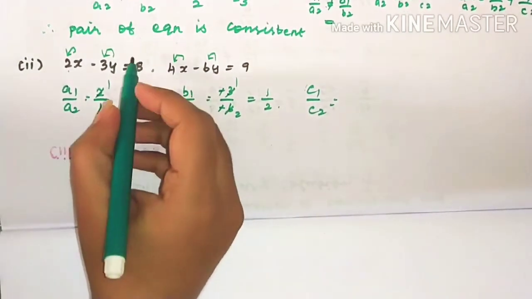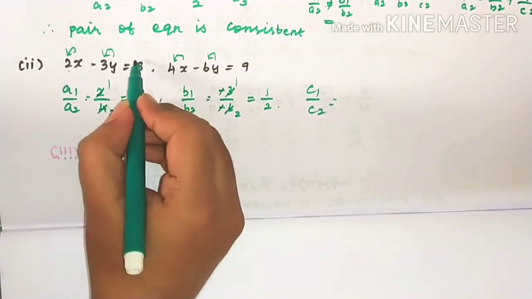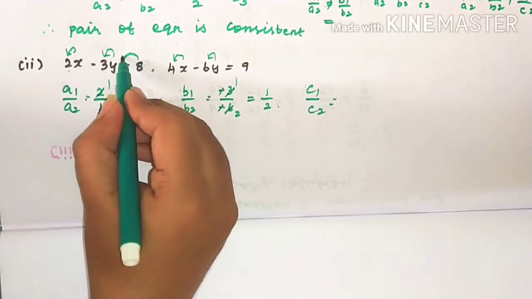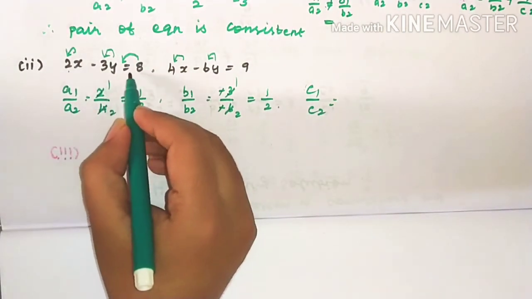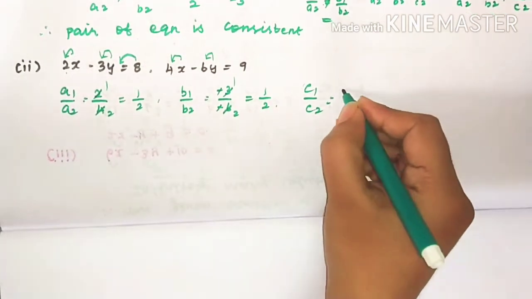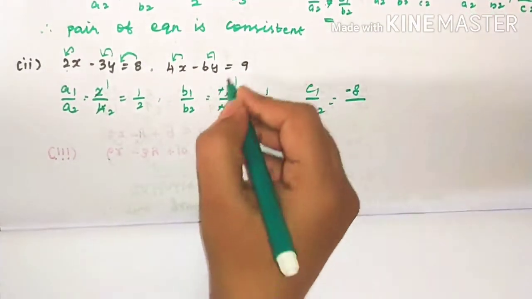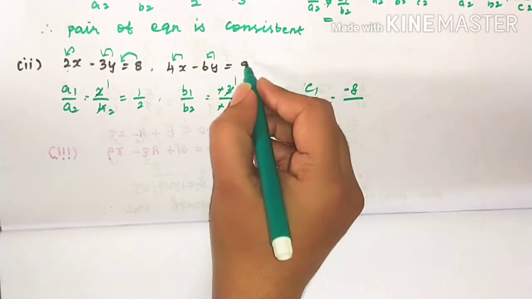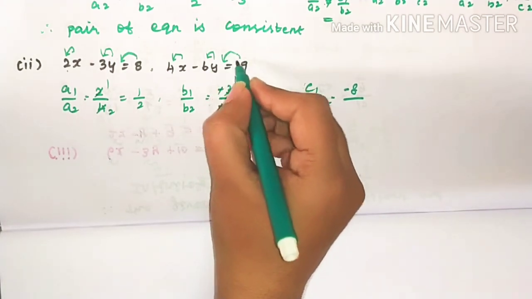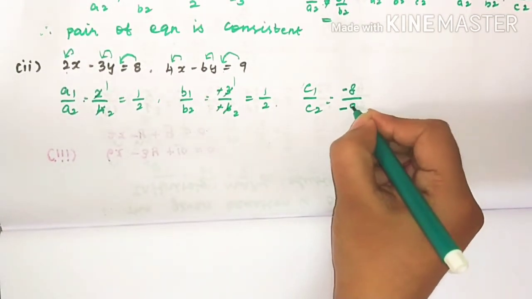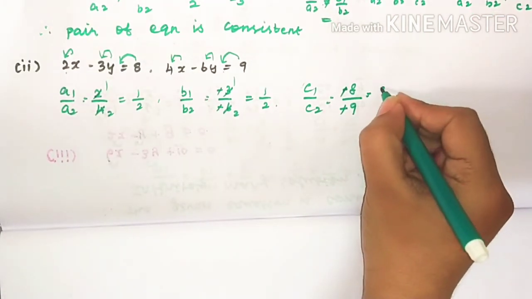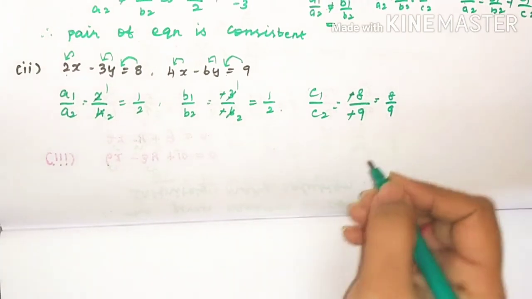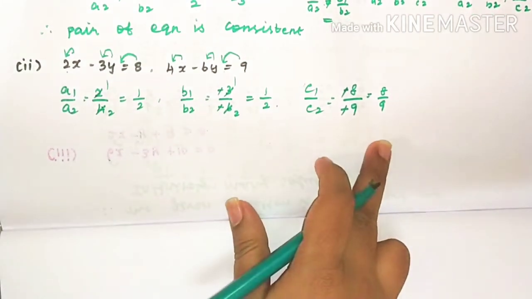I already told you before, if 8 is on the right side, you have to transfer it to the left side, then write. So 8 is on the right side, transfer to the left side, you will get minus 8. So minus 8 you have to write in c1. 9 is on the right side, you transfer to the left side, you will get minus 9. So you can write minus 9. So minus and minus cancel. 8 and 9 do not come in the same table, it is already in the simplified form. So we can write as it is.